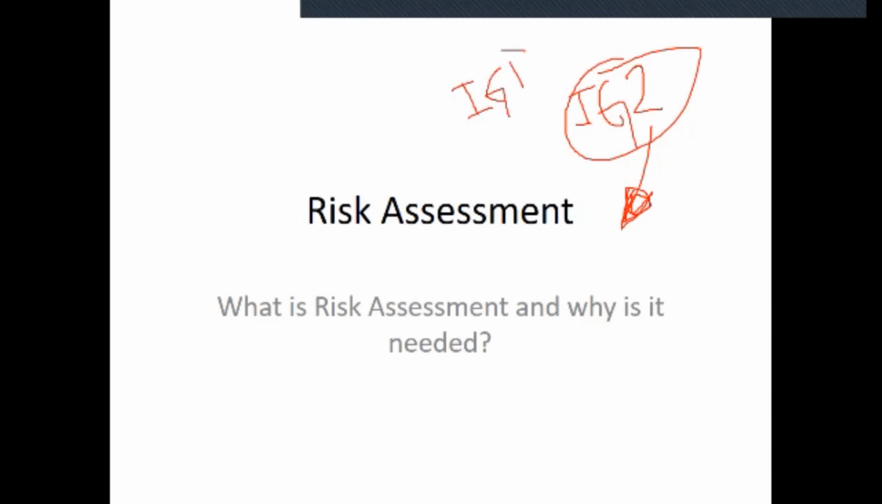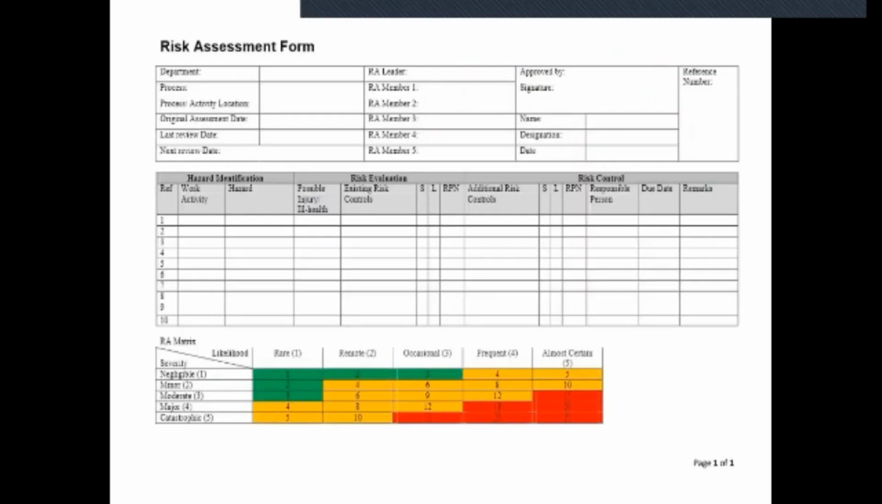You learn enough here, because only this is covered. The IG2 title is also simply risk assessment. What is risk assessment and why is it needed? First I will explain, and after that I will play one video, and then you will learn some information and automatically understand it easily.